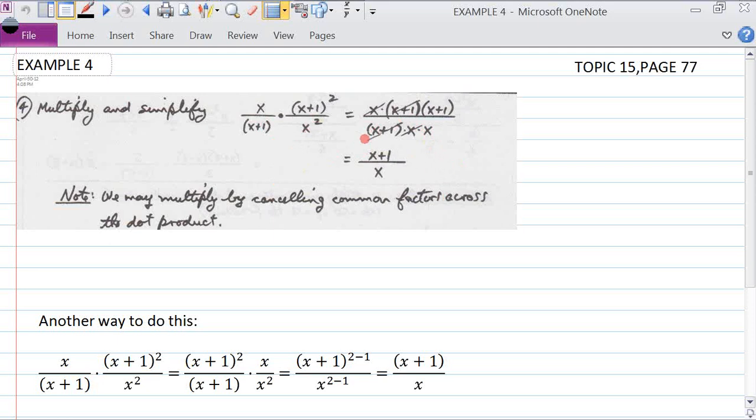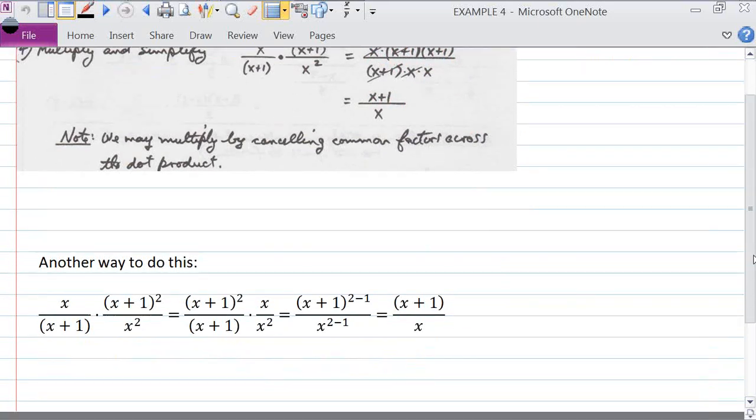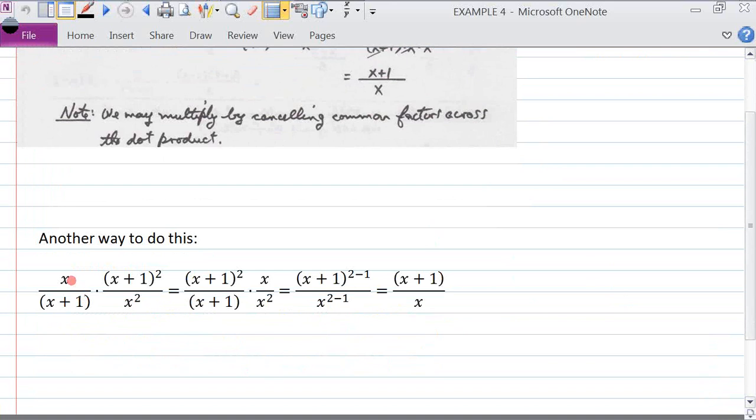Then we cancel the common term. So this x plus 1 cancels with this. This x cancels with that. And I'm left with x plus 1 over x. So that's just one way. There's another way to do this, and here's what it is.